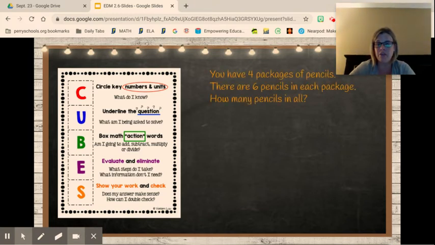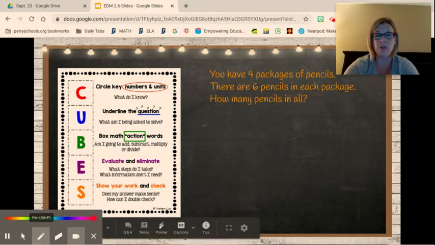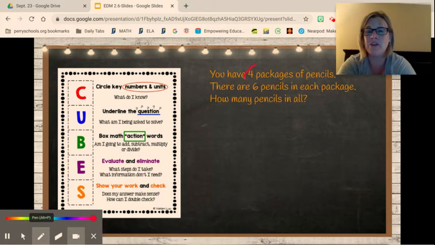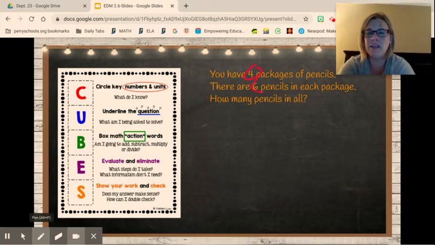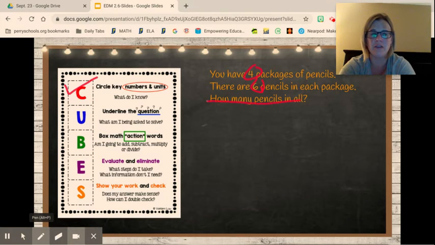Looking at my first problem, it says you have 4 packages of pencils. There are 6 pencils in each pack. How many pencils do you have in all? In order to solve this, I am going to go through cube, circle my numbers. I see 4 and I see 6. So 4 packages, 6 pencils. Then I'm going to underline the question. How many pencils in all?